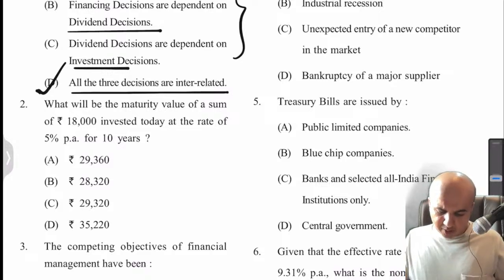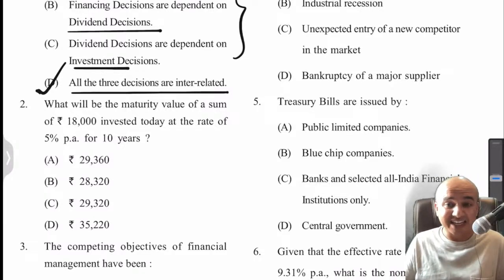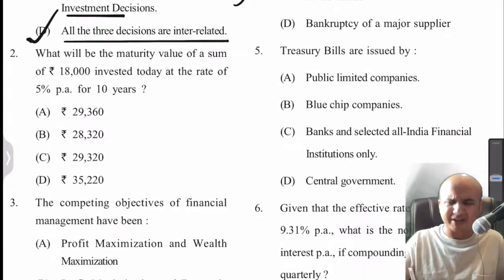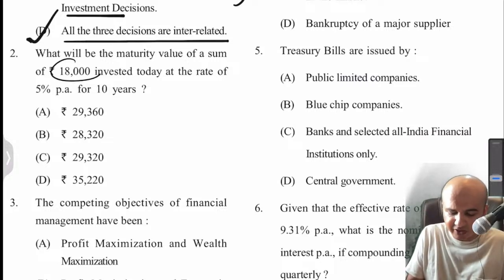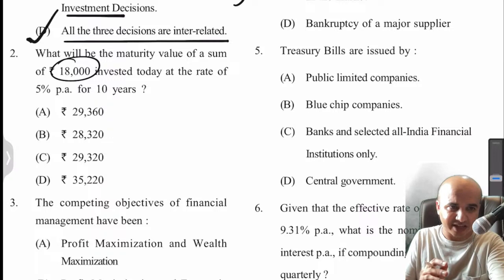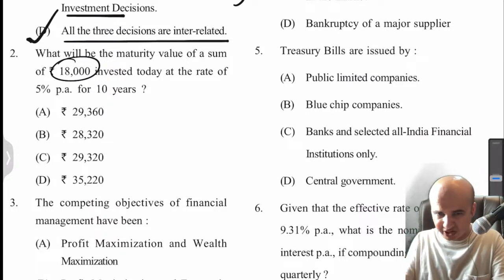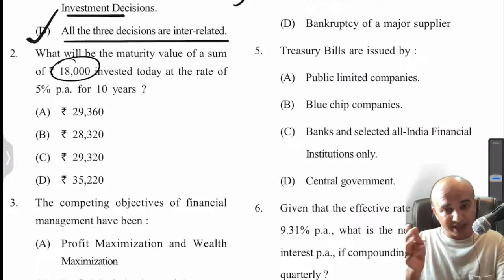Okay, what will be the maturity value of a sum of rupees 18,000 invested today at the rate of 5% per annum for the next 10 years? Okay, so this is a practical problem, but it's not a very difficult problem. Simple, straightforward sum actually. Maturity value of something which is invested today. That means present value is 18,000. And we will invest this at the rate of 5%, very low rate of interest anyway. For how many years? For 10 years. In that case, what will be its value?